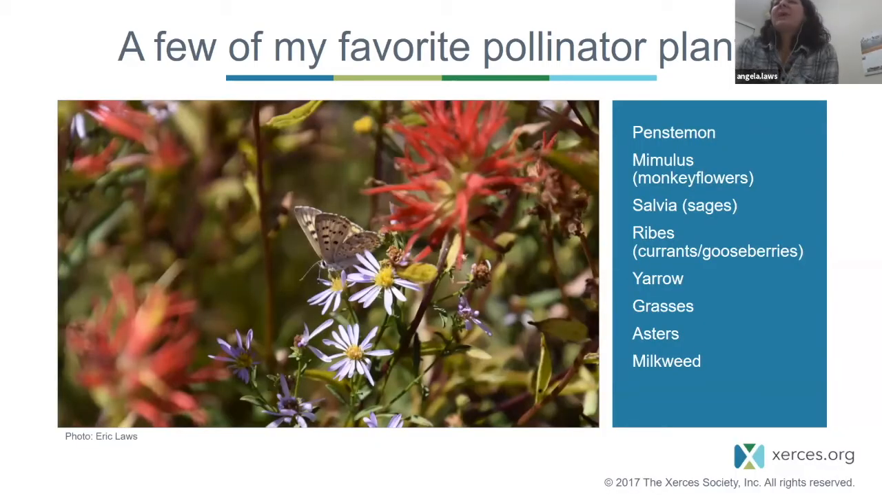A few others, penstemon, I really like penstemon, and the bees in my yard really seem to like it. I have a lot of mimulus or monkey flowers that are great. Salvia, ribes, yarrow, grasses. There are a lot of butterflies like that skipper I just showed you that use grasses as host plants. Asters and milkweed are all great plants. These are things I have in my yard. They're all really great.